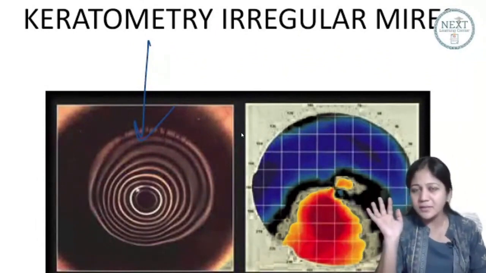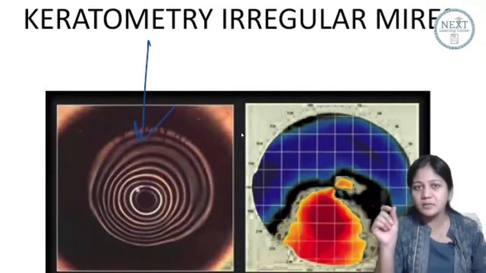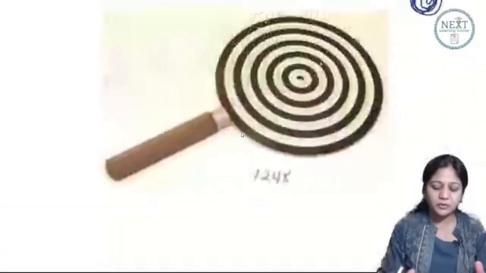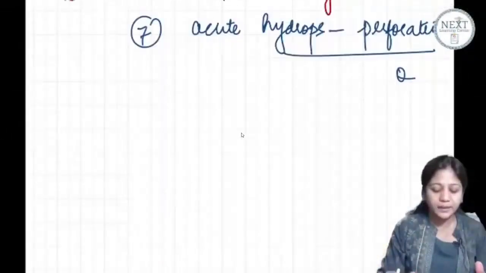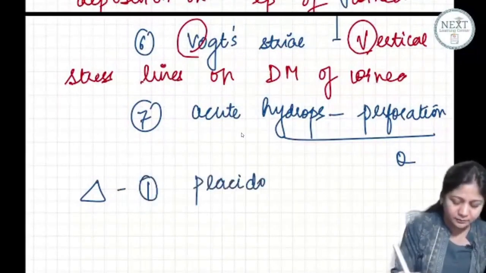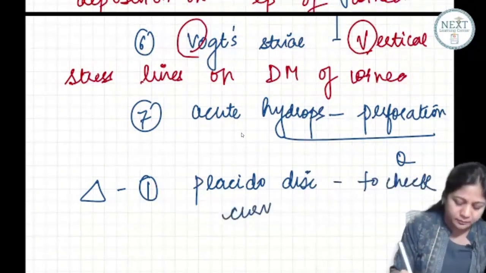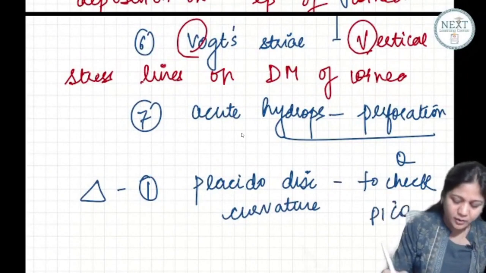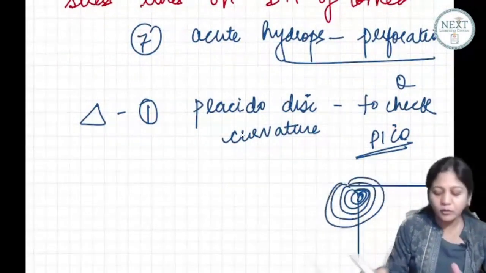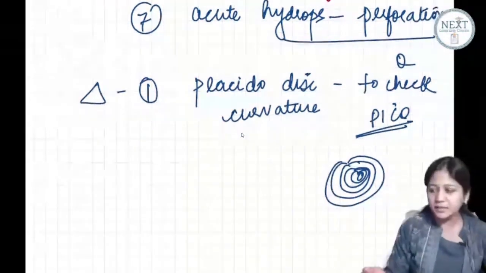Are you able to understand, guys? This is a simple test. I will see the reflection of this Placido disc in your cornea. Am I clear? So this is first of all diagnosed by Placido disc test. Please write down how to diagnose. First is Placido disc test, to check curvature. And this is a picture question. Okay? Placido disc is a picture question. You can draw it like that. Am I clear, guys?